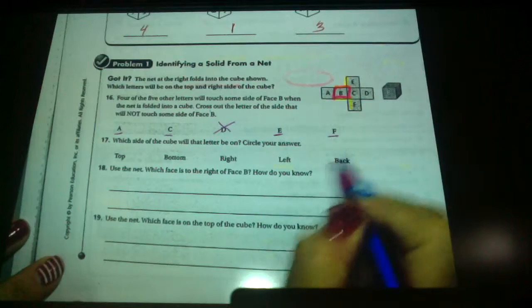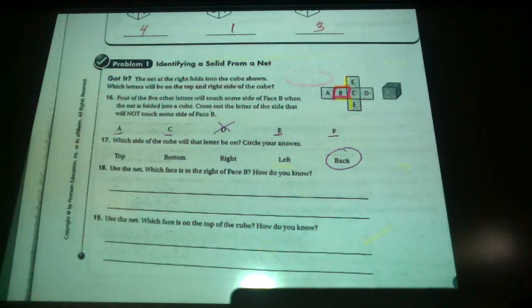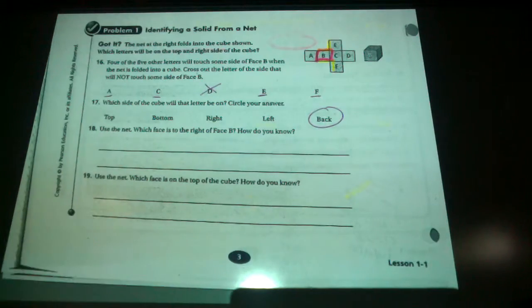Which side of the cube will that letter be on? So where's D going to end up being? It's going to be at the top, the bottom, the right, the left, or the back. What's B considered right now? The front. And so if it's not touching, it has to be parallel to it, doesn't it? So that makes it the what? The back. So answer the next two questions based upon what we just did.